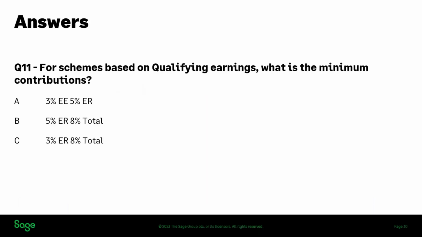Thank you again, Duncan. Okay, so question number 11. So this was minimum contribution amounts question. So for schemes based on qualifying earnings, what is the minimum contributions? Was it 3% employee, 5% employer? Was it 5% employer, 8% total? Or 3% employer, 8% total? So let's reveal the results.